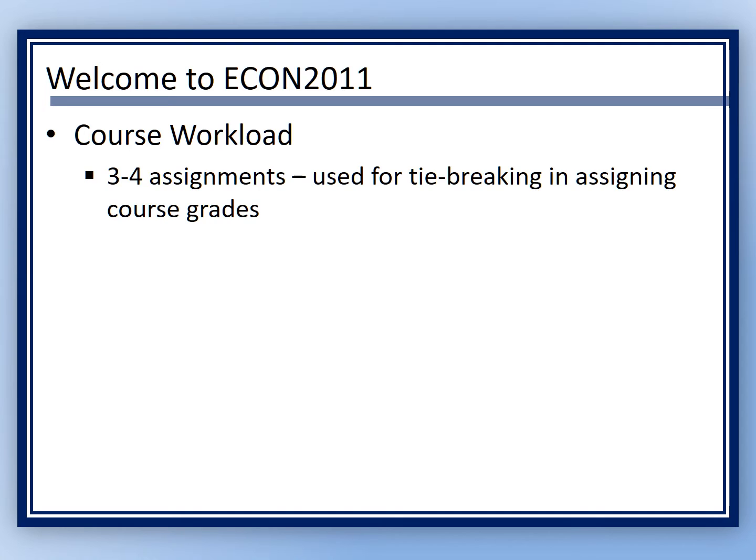So what do you expect from this course? The course workload is 3 to 4 assignments used for tie breaking in assigning course grades. What that means is that if you perform so well that you're going to get an A anyway, it doesn't actually affect anything. Mostly, if you're on the margin between C plus and B minus, then it's going to make a big difference. So the assignments are there for tie breaking.